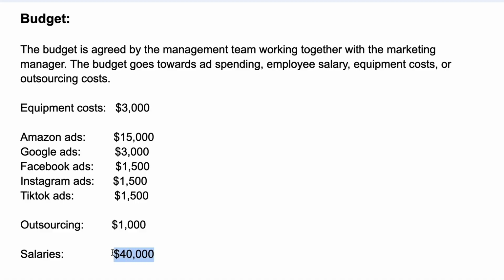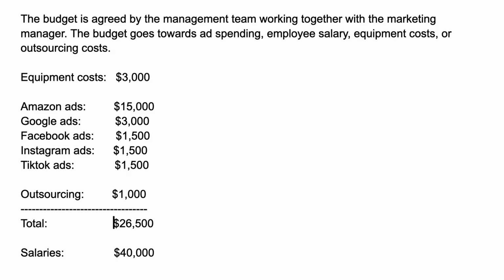Now, one caveat about the salaries. Some companies count the salaries. Some companies don't really count the salaries. It's optional in this budget. So the total without counting salaries is $26,500.